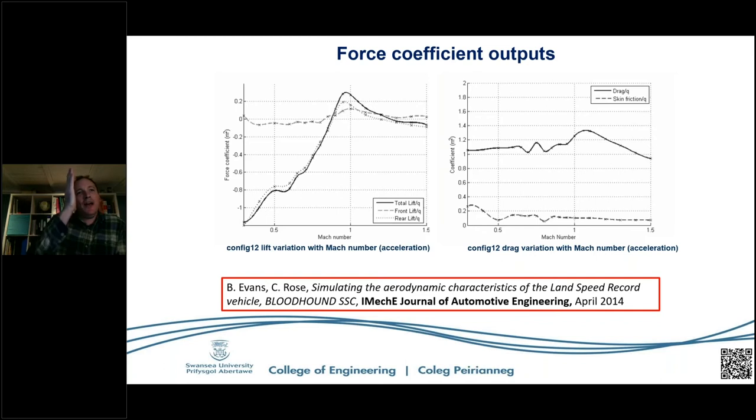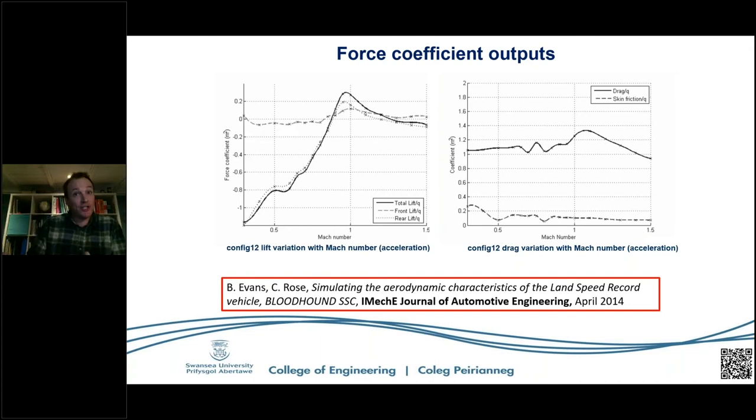So what we would do is run a series of steady state snapshots at different speeds, or in this case, at different Mach numbers, and stitch those snapshots together to get a feel for how, on the left-hand side, the lift acting on the car varies as a function of Mach number, and how the drag, which is the right-hand graph, varies as a function of Mach number. The goal always was to make the car's force response, the forces acting on it, as insensitive to Mach number as possible. So ideally, we have minimum drag and also a small amount of downforce acting on the car at all times.